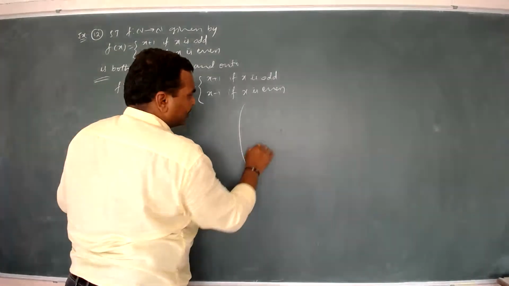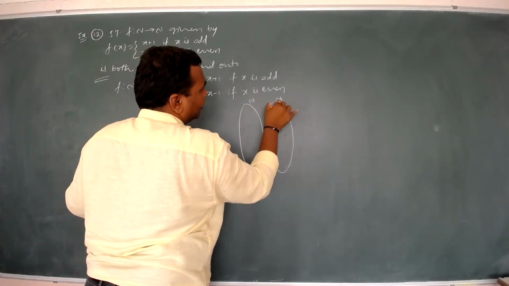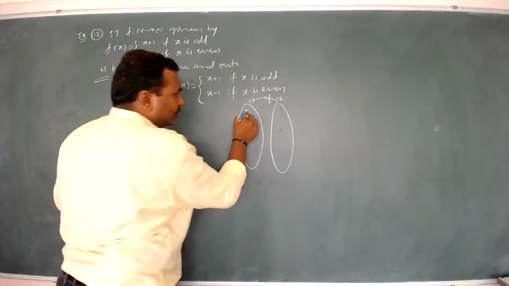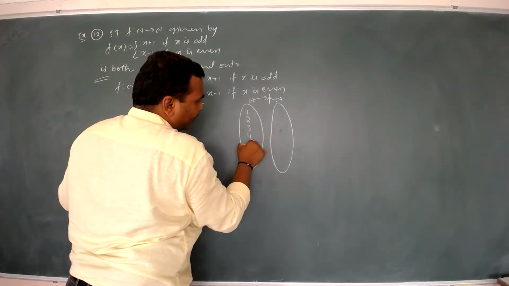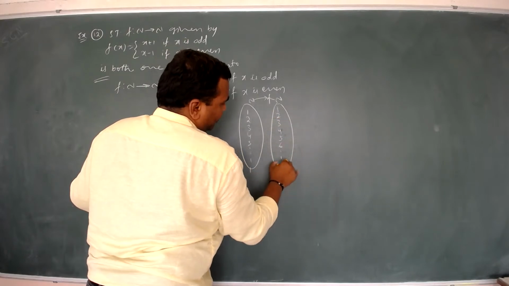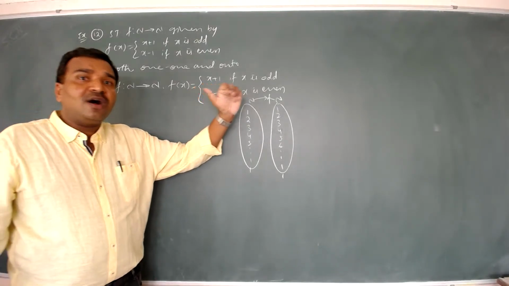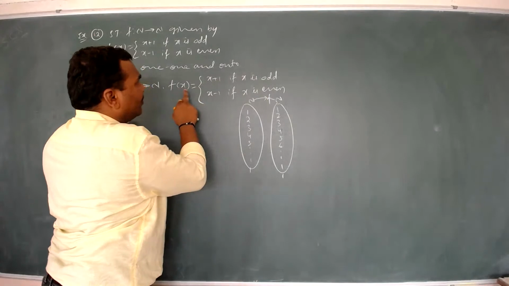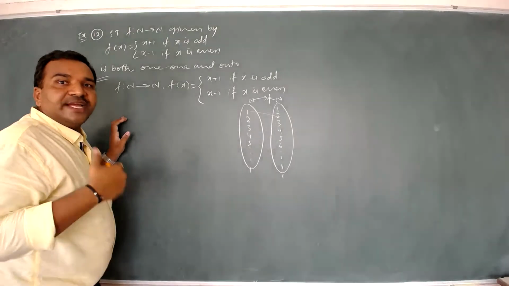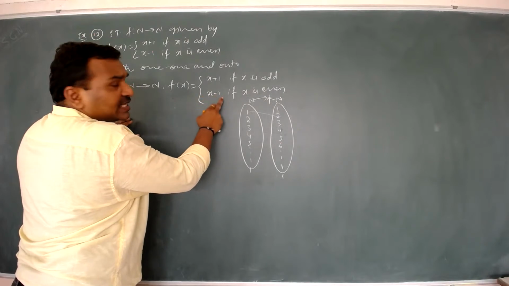So first I will explain by taking a diagram, N to N. It is a function defined from natural numbers to natural numbers. So what are natural numbers now? 1 2 3 4 5 6 7. Here are also natural numbers now, 1 2 3 4 5 6 7 8. First take 1. 1 means odd or even? Odd. So if 1 is odd, f of 1 is 1 plus 1, that is 2. 1 maps with 2. Next take 2. 2 is even. So if x is even, what is f of x now? x minus 1.